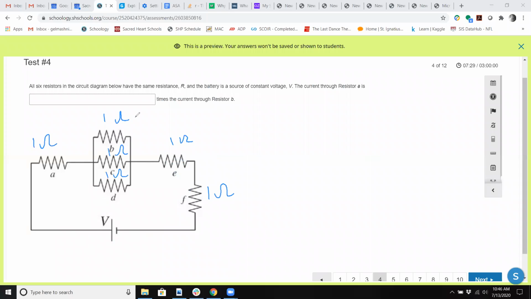they're all identical. So the resistance of BCD, I was correct about that, was 1/3. And you have all the other ones in series. So you have 1 plus 1/3 plus 1 plus 1. So that's going to be actually 3 plus 1/3, or 10/3. So that's the actual true total resistance.